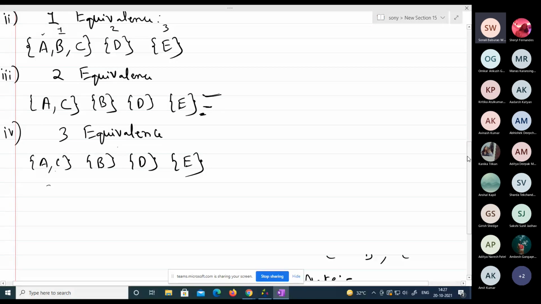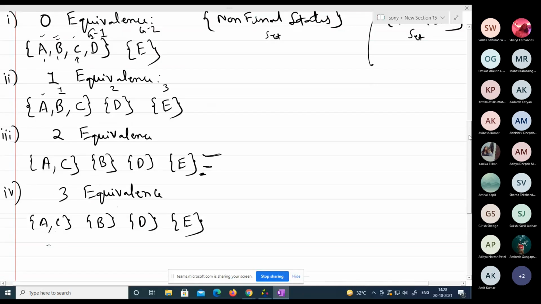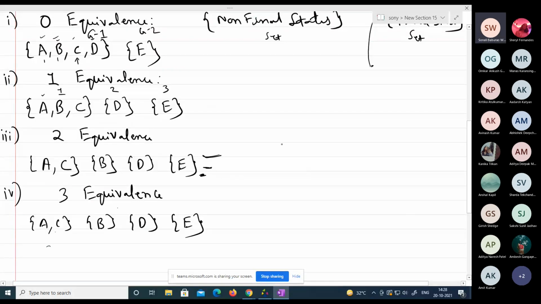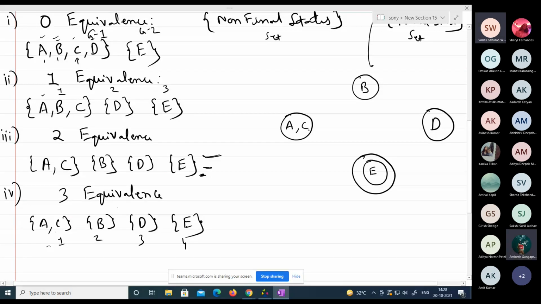And now the most important part is to draw the state transition diagram. What will be my state transition diagram? First of all, how many states are there? 1, 2, 3, and 4, right? I'll draw the states. A comma C is state number 1. State 2 is B. Then I have state D, and then state E, where A is my initial state. That's why I'm pointing towards A comma C.